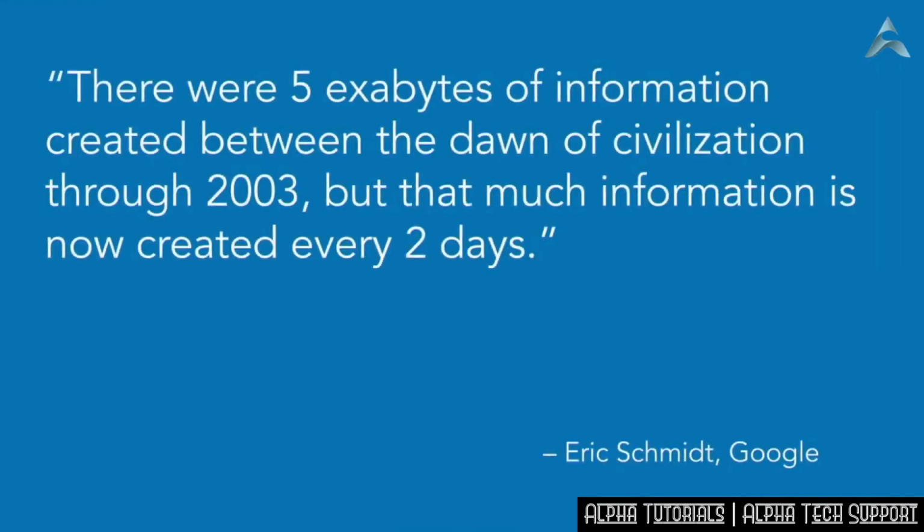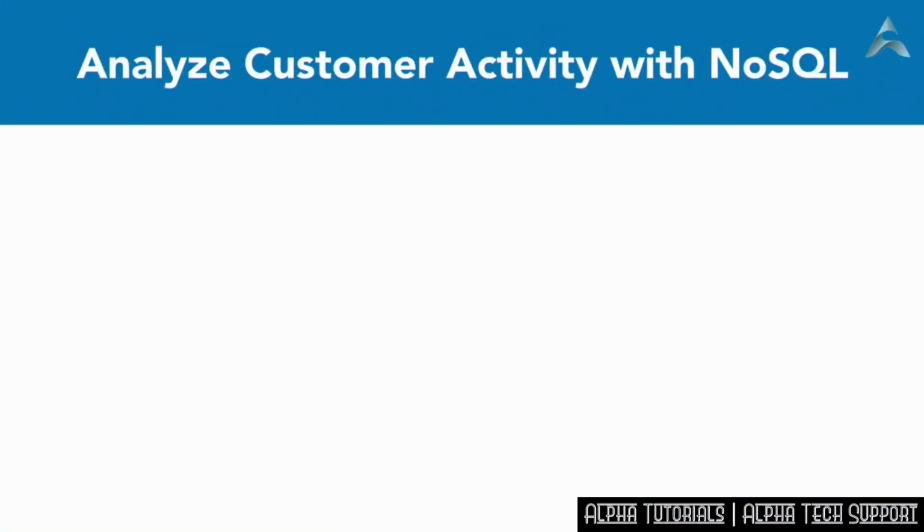To open this section, here's a quote from Eric Schmidt from Google. There were 5 exabytes of information created between the dawn of civilization through 2003, but that much information is now created every 2 days. In this section, we're going to analyze customer activity with NoSQL.